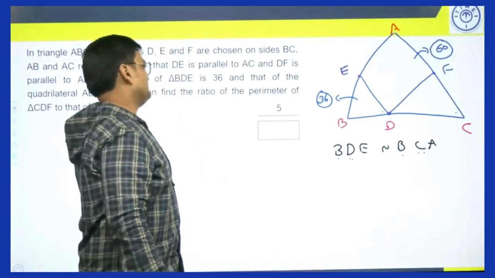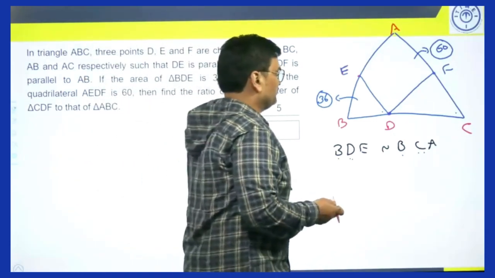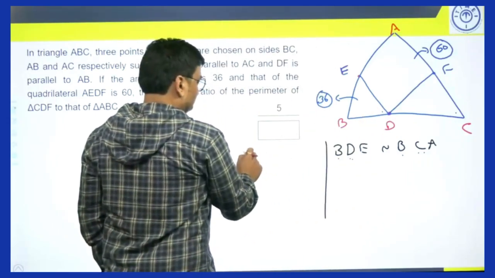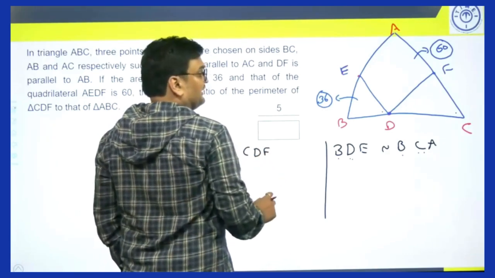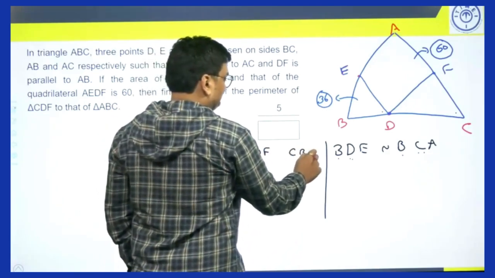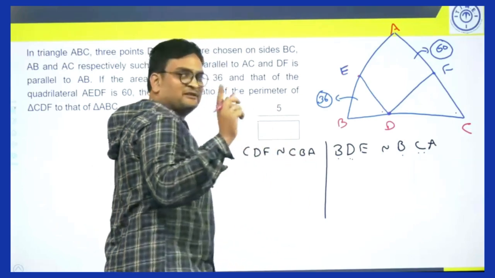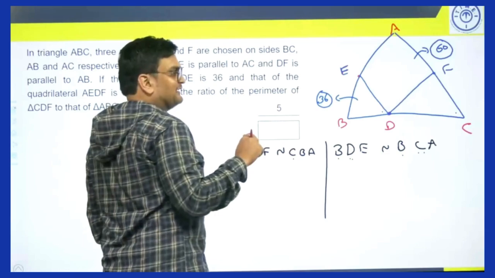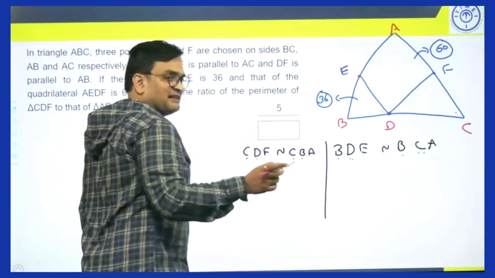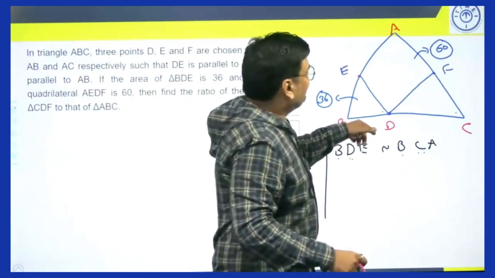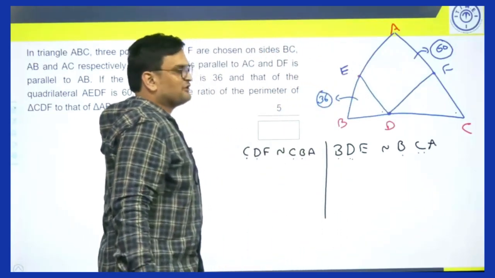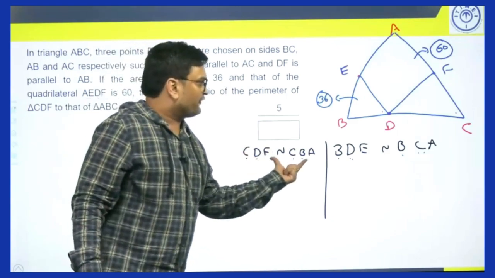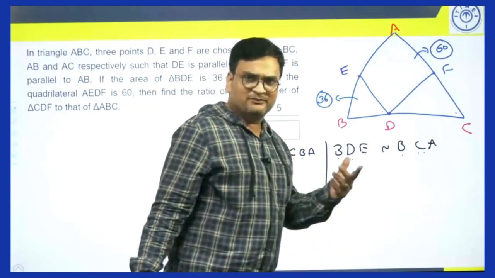Similarly we can show that triangle CDF and triangle CBA can also be shown to be similar. How? This is a common angle, and again angle D and angle B will be corresponding angles because DF is also parallel to AB. So these two are a pair of similar triangles, and these two are also a pair of similar triangles, right.